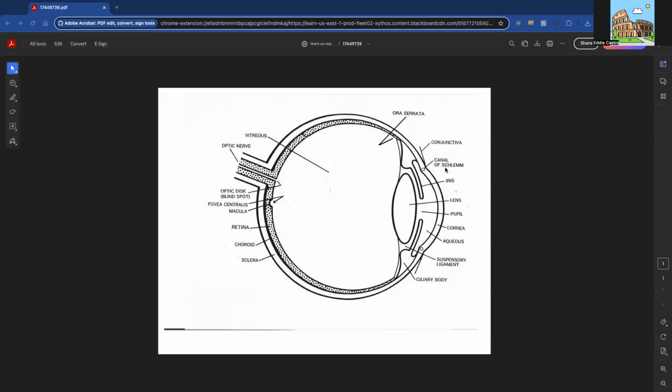Okay. The canal of Schlemm is located at the junction between the iris and the cornea, near the outer rim of the iris. It drains the aqueous humor from the eye into the bloodstream, helping regulate eye pressure.